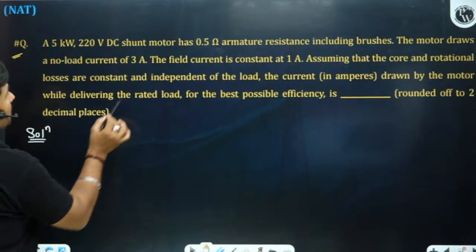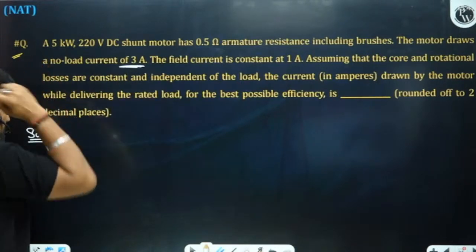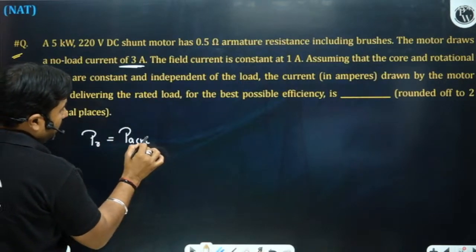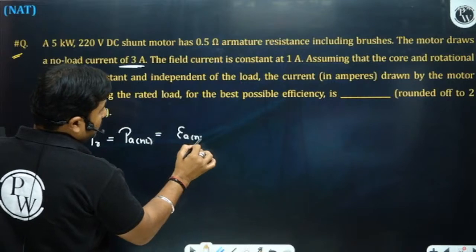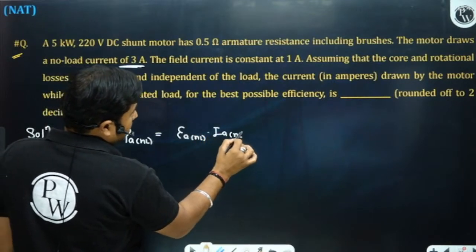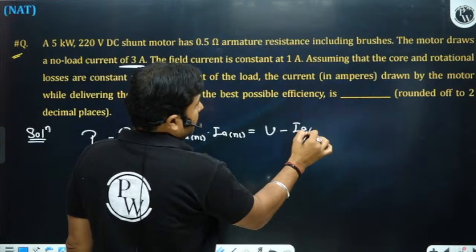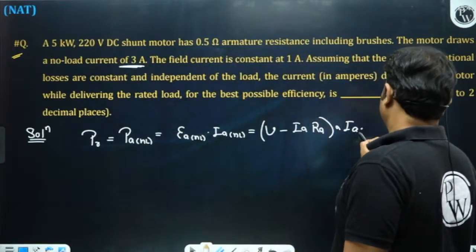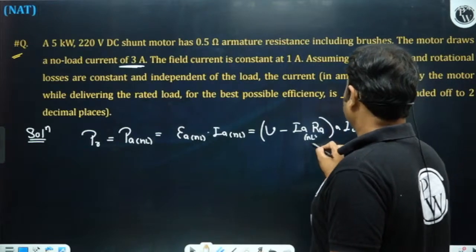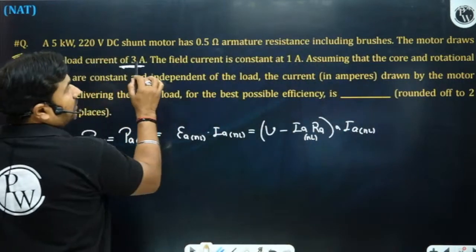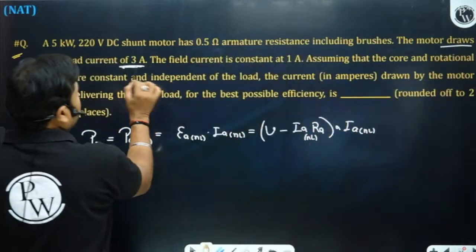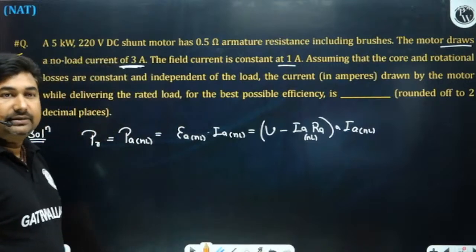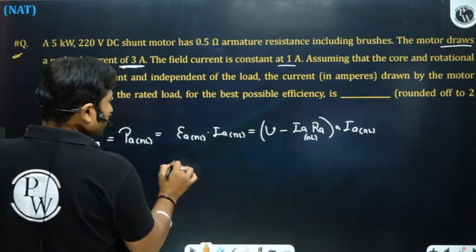Whenever motor draws current under no load condition, it means you know about the no load rotational losses. So basically rotational losses is armature power under no load condition, that is EA under no load into IA under no load. What is EA? EA is V minus IA RA. Brush drop is there? No sir, brush drop is neglected, into IA no load. So we know about no load current drawn from the supply, and field current we know. So we can calculate armature current.